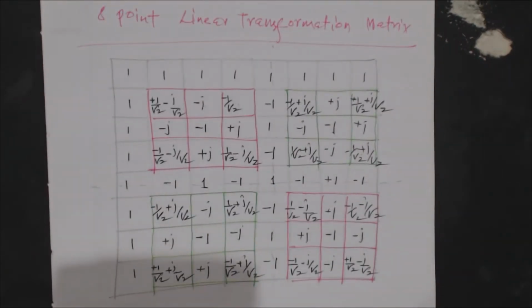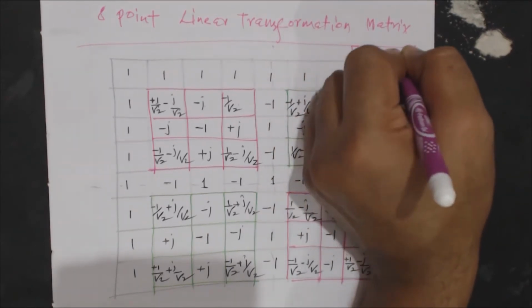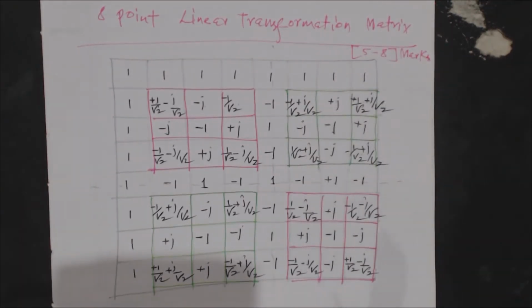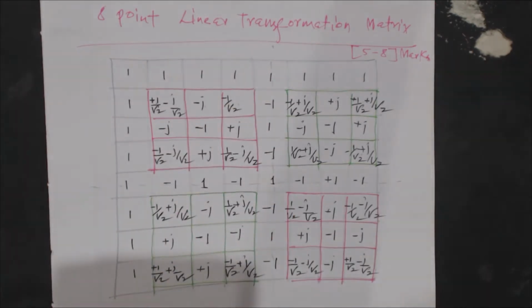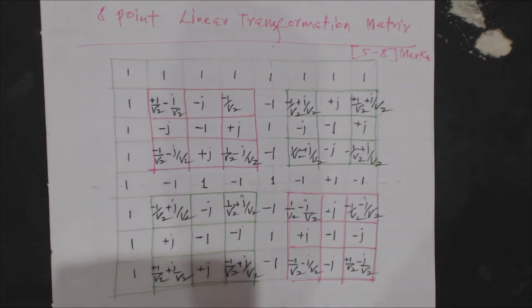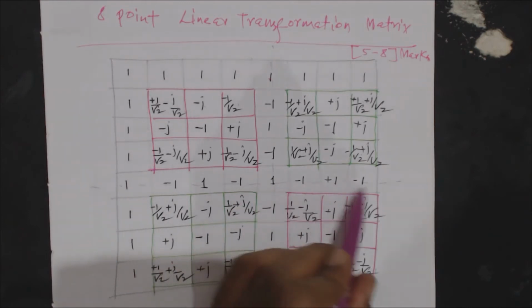Okay, and this is a frequently asked question in the semester examination of definitely 5 to 8 marks. So let us summarize the whole process of filling up the 8-point linear transformation matrix. Always remember, the first row and first column must always be filled up with 1 only. Now the rest part is a 7 cross 7 matrix. Find out the center of the 7 cross 7 matrix. Put alternate 1 and minus 1. As this is 1, this will be minus 1, 1, minus 1, 1, minus 1, 1, minus 1. In the same way for this horizontal line, 1, minus 1, 1, minus 1, 1, minus 1, 1, minus 1.